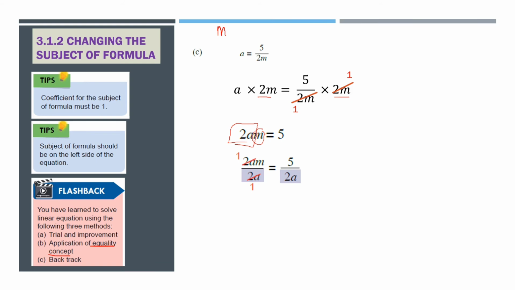When we divide on the left side with 2a, we need to also divide on the right side with 2a. So the answer next is m equal 5 over 2a. M in terms of a.